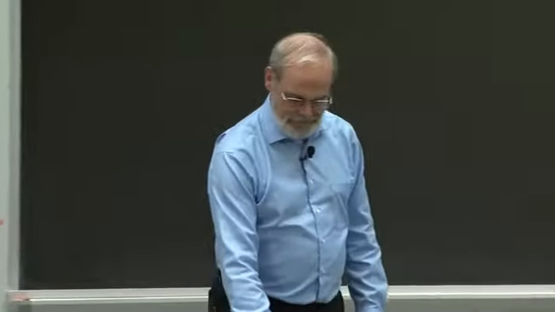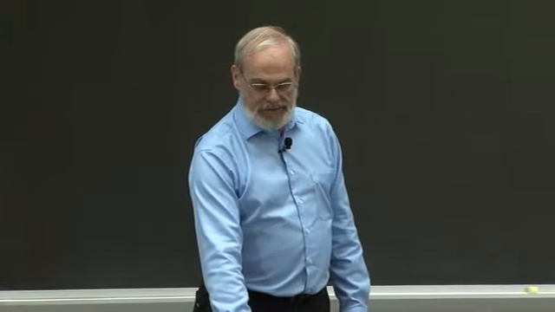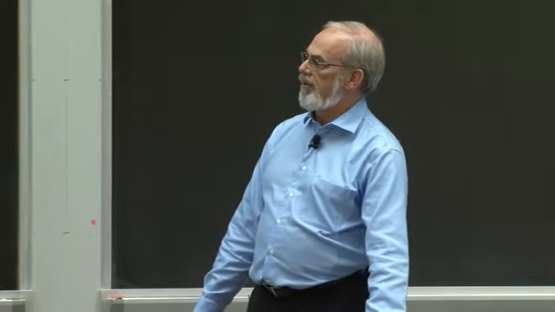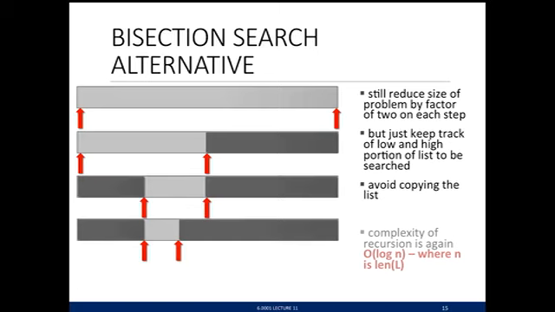Right? I'm still reducing the size of the problem by a factor of 2 at each step. That's great. All I need to do now, though, is just keep track of which portion of the list I'm searching. I'm going to avoid copying the list. So the number of recursive calls, again, will be logarithmic. Let's see if that actually fixes my problem.